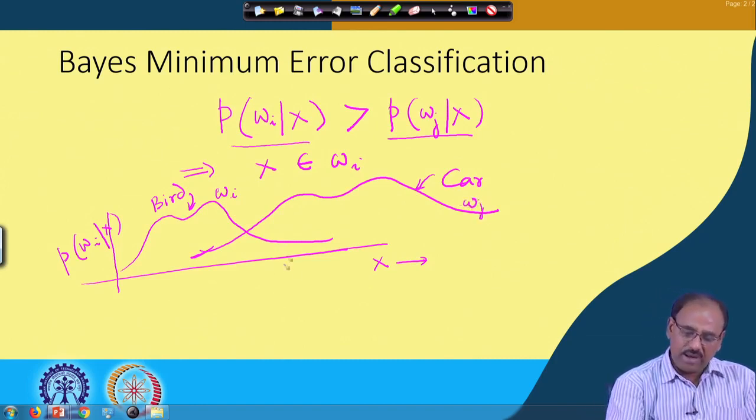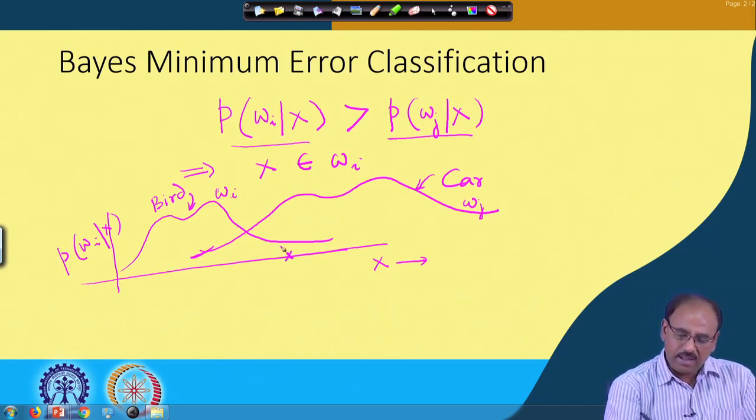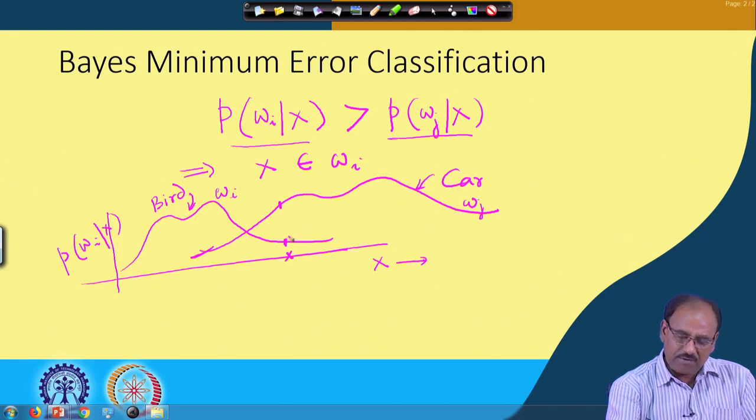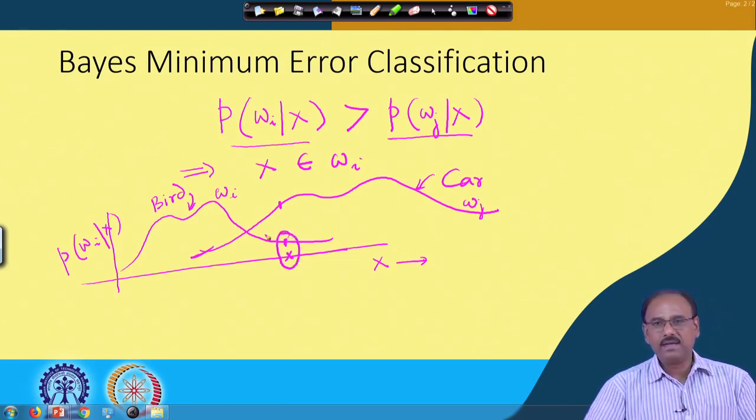Given any unknown x, say the x vector is somewhere over here, you find that for this x, P of car given x is more than P of bird given x. As a result, I am deciding that this x belongs to car, it does not belong to bird. But still there is a finite probability that x may belong to bird also, and that is my probability of error. So, what is the probability of error that I have?